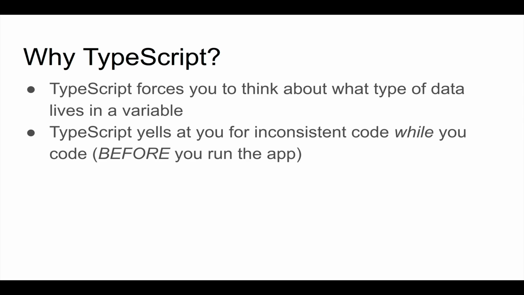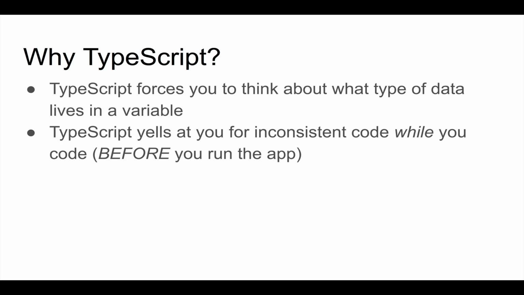Basically, it forces you to think about what type of data is living in a variable that you initialize. Is it a string? Is it a number? It also yells at you for inconsistent code while you're coding. Now, isn't that better than getting yelled at when you run the app? Errors when you're running the app may crash the entire website. It may crash your entire web application. So it's better to be yelled at for inconsistent code that is probably full of bugs as you code. That way you can fix it before you run the application.